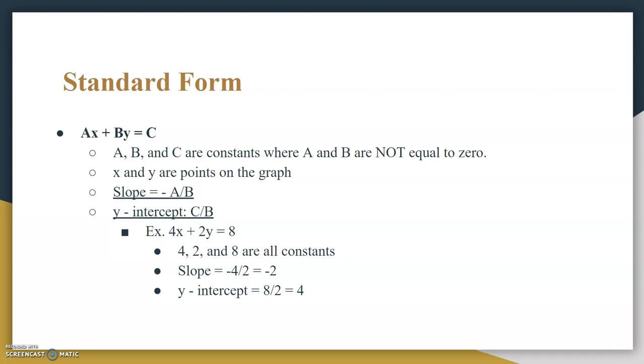4x plus 2y is equal to 8. 4, 2, and 8 are all constants. The slope of this equation would be negative 4 divided by 2, which is equal to negative 2. The y-intercept would be 8 divided by 2, which is equal to 4.